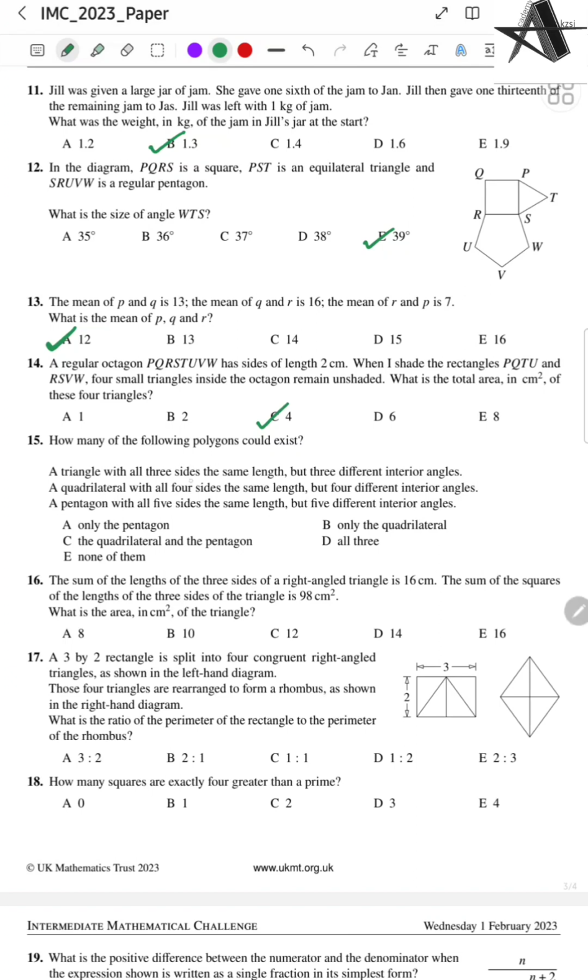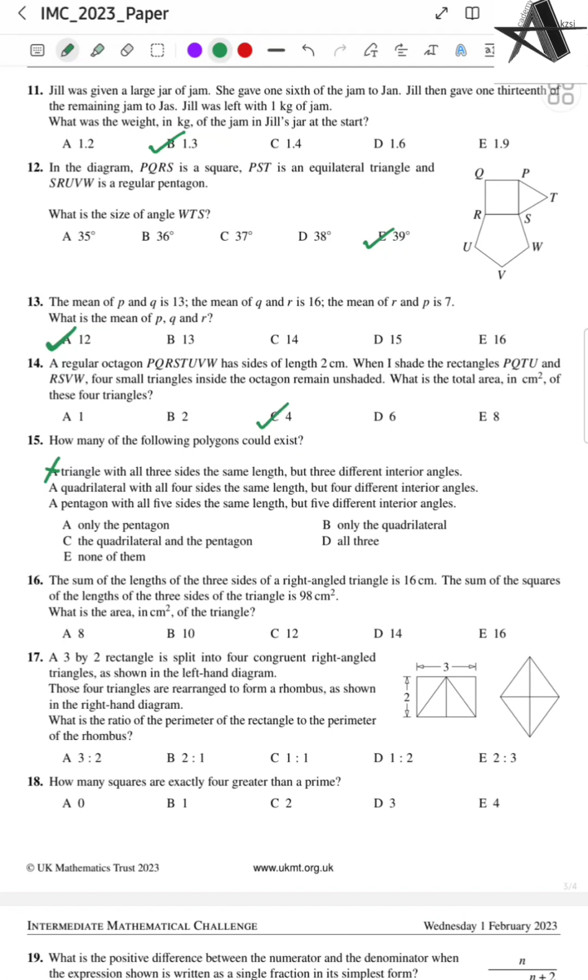A triangle with all three sides the same length but three different interior angles. The only triangle which is possible having all three sides equal in length is an equilateral triangle. And we know that all the angles of an equilateral triangle are 60 degrees. So it's not possible that you will find three different interior angles. This one is incorrect.